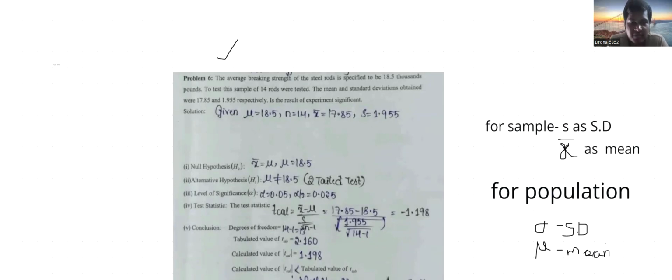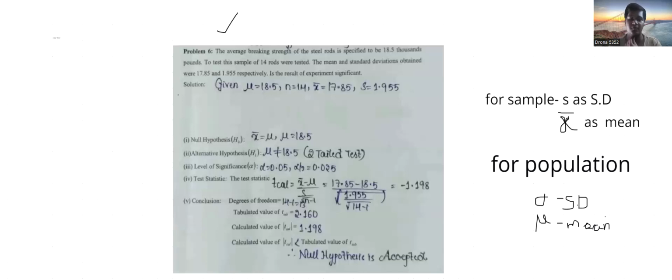Next, the level of significance, denoted by alpha. Since they haven't mentioned the level of significance, we by default choose alpha equal to 0.05 or 5%. Since it is a two-tailed test, alpha by 2 equals 0.025. So let us calculate the test statistic.